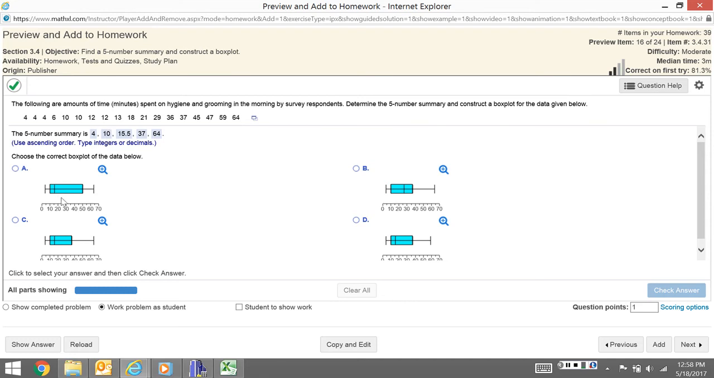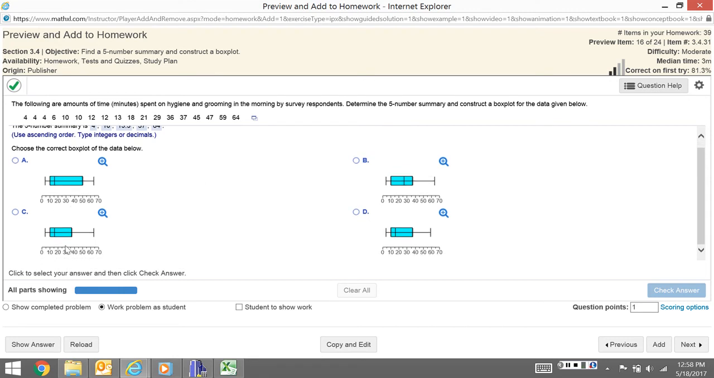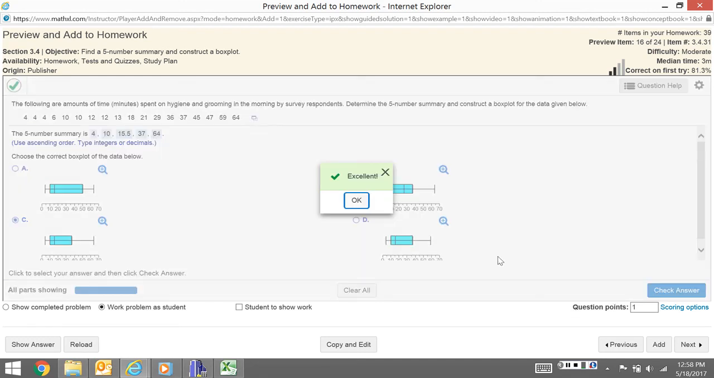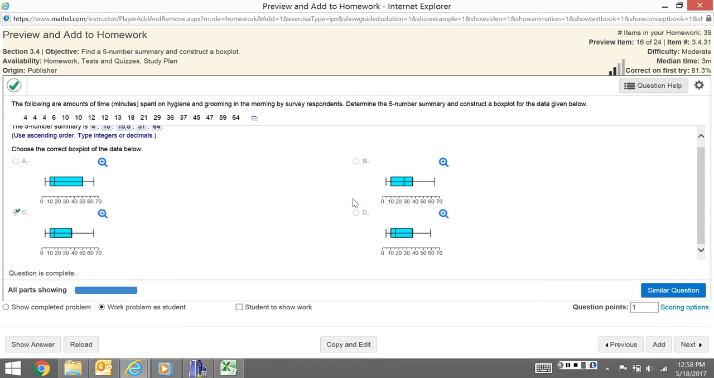So I'm looking, I want this first line at 10. So you can see there's 10, there's 10, there's 10. This one has to be at 15.5. Well, that could be at 15.5. That's not. Okay, so I'm between A and C. Then I'm looking at 37, so right here my answer is C, because you can see that's not at 37. And so that is my box plot.